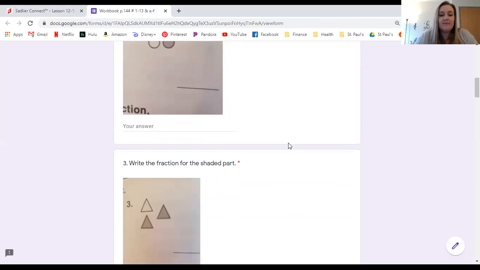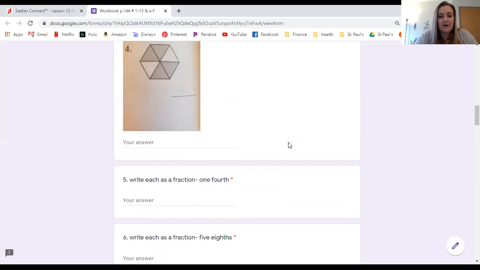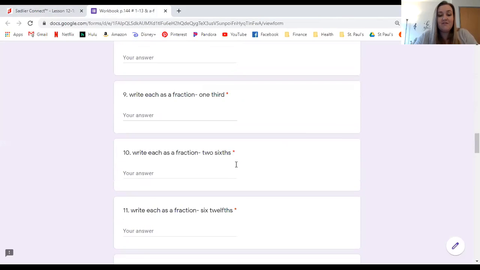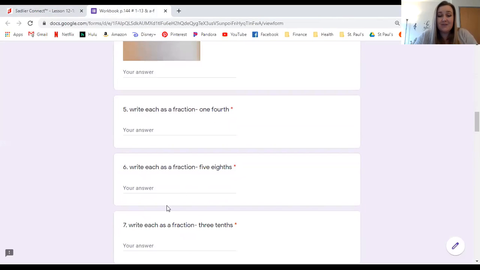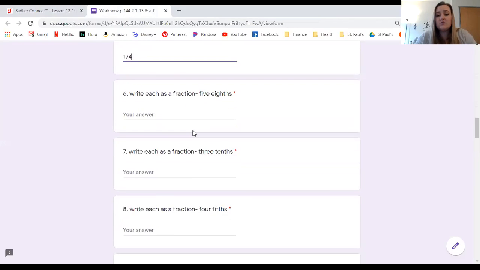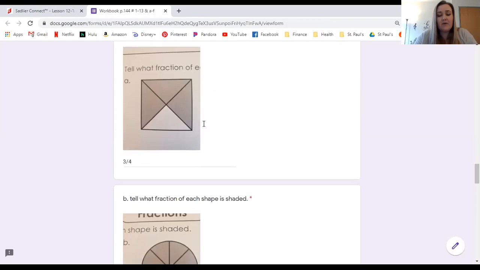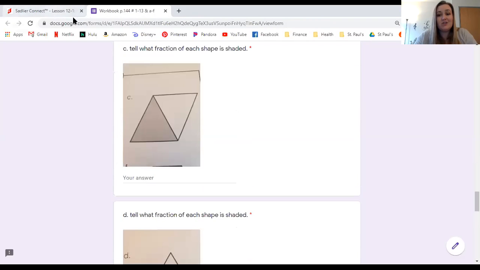Okay, let's skip on down to numbers 5 through 13. All you're going to do is write each as a fraction. So 1/4 would be written as 1/4. Okay, so it's pretty self-explanatory. If you have any questions, feel free to let me know and make sure you turn it in through here.